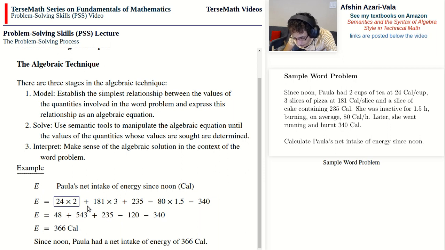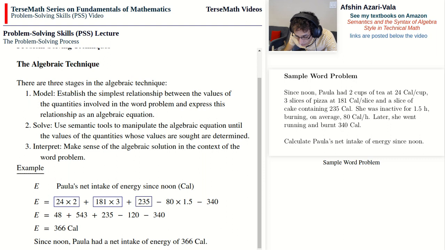So I'm using the addition here, and then the addition over here, the subtraction over here, and the subtraction here, to break the expression down into terms. So my next term would be 181 times 3, and I'll put a box around that. Then comes the next term, which is just the number 235. We put a box around this one. And then comes 80 times 1.5.